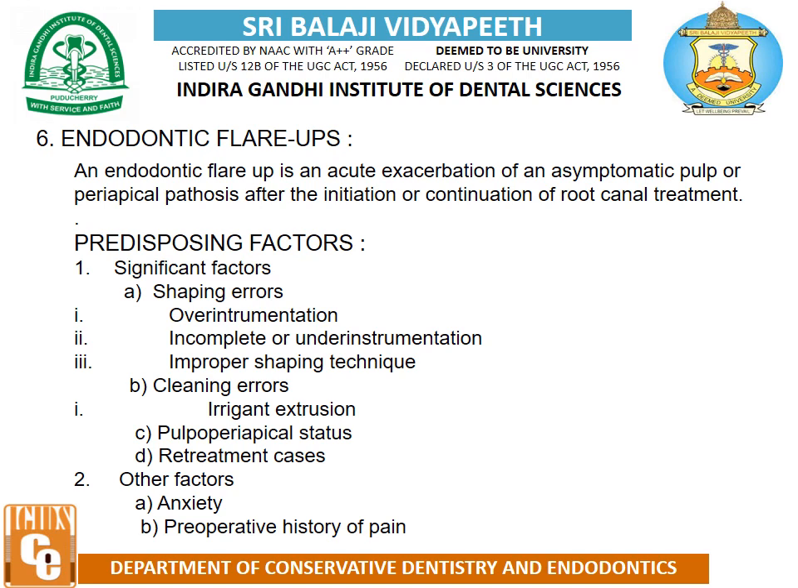Endodontic flare-ups. An endodontic flare-up is an acute exacerbation of an asymptomatic pulp or periapical pathosis after the initiation or continuation of root canal treatment. Predisposing factors. Significant factors. Under significant factors, shaping errors which are over-instrumentation, incomplete or under-instrumentation, improper shaping techniques. Cleaning errors are irrigant extrusion. Pulpoperiapical status, retreatment cases. Other factors are anxiety, preoperative history of pain.